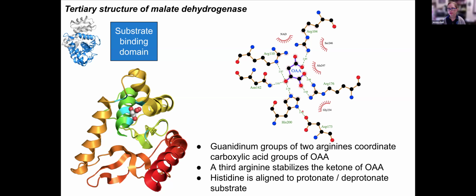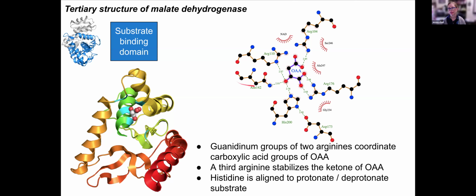You have your catalytic residues here. So this is your histidine that is going to abstract or donate a proton, and it is being modulated by this aspartic acid here. At carbon 2, this is where you have your OAA ketone, which will, in this case, accept a proton to become reduced. It is being coordinated by an arginine that is on the active site loop that can move, so it can pull in and coordinate to that.